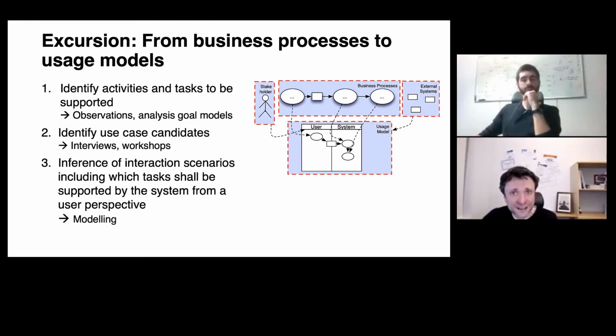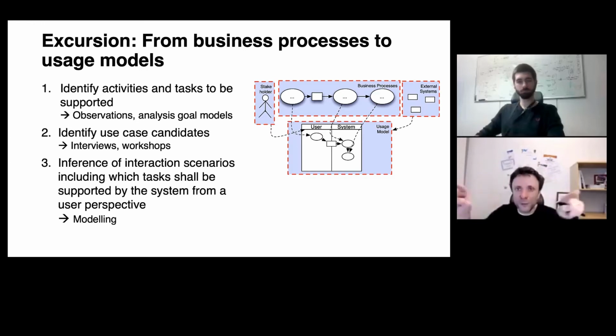Now, in a second step, when elaborating the system vision, I identify what we call candidates for use cases. So I think about which of the workflow elements or which of the excerpts in my workflow I might want to support with my software system. And in a third step, I specify how I want those workflows to be supported by using my software system.